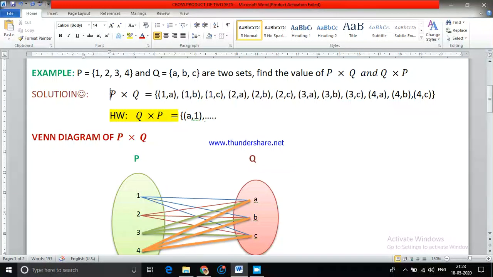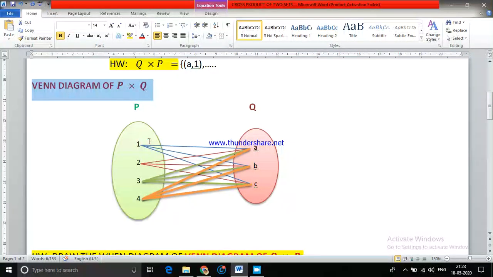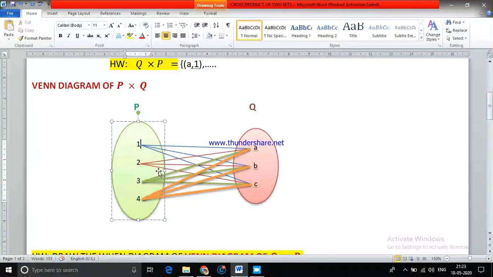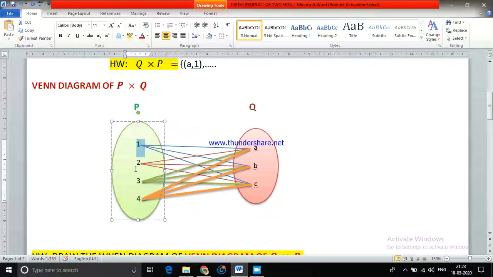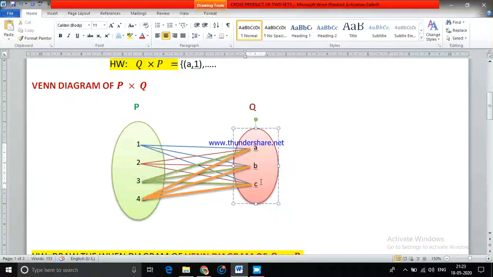Now, as we discussed Venn diagrams for union, intersection, subtraction and so on, as usual, if I have the Cartesian product, how can I take the help of a diagram? Here I have taken P as one circle, and this is my Q circle. I have written all the elements of P, 1, 2, 3, 4, and the elements of Q, A, B, and C.